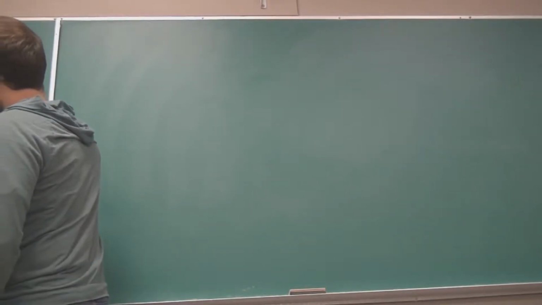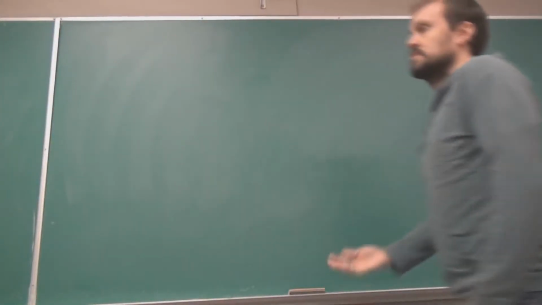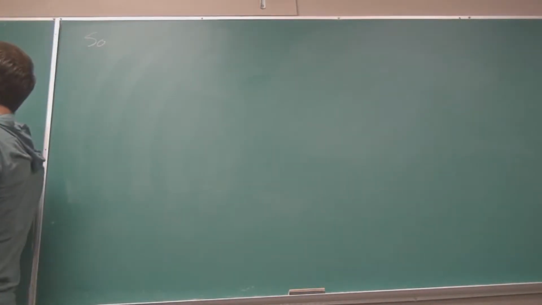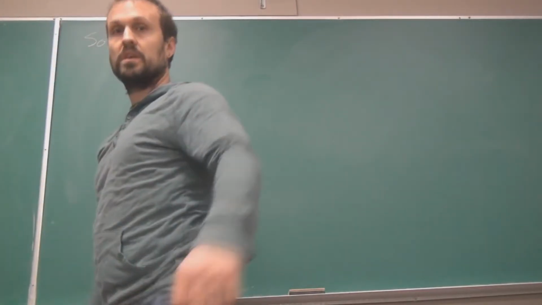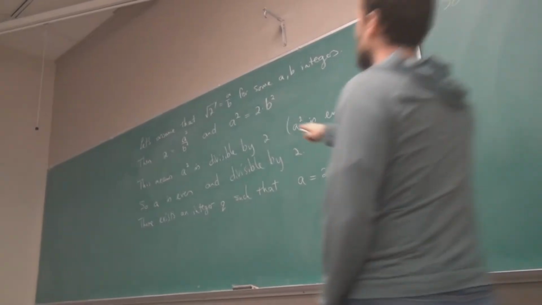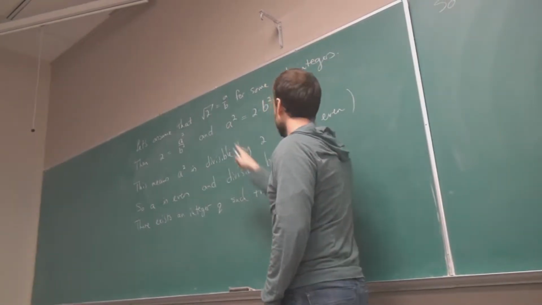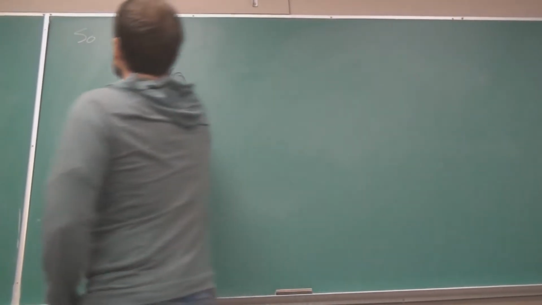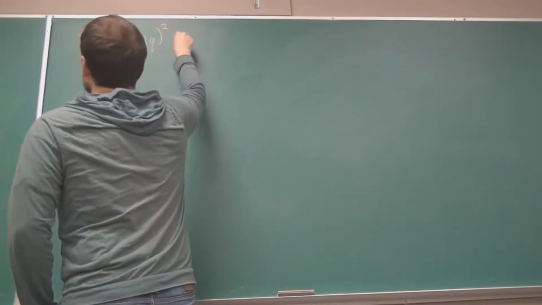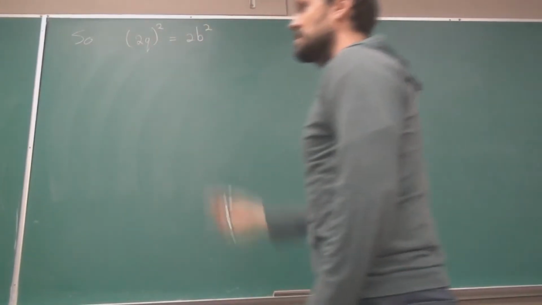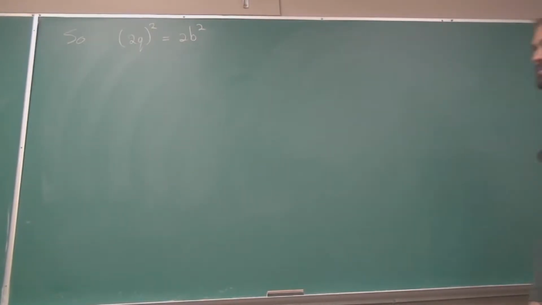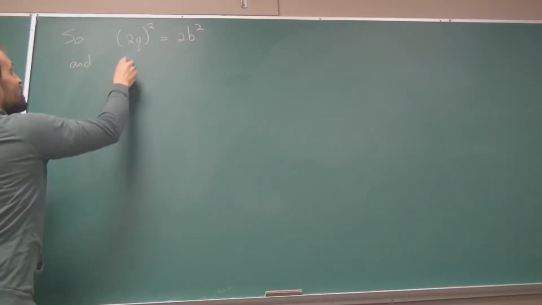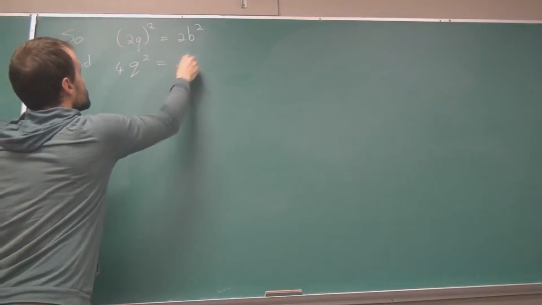Okay, so I don't need this, right? I don't need the 0, because it's just 0. So now, putting that back in, a is the same as 2q. Putting it back in over here, I can replace a with 2q. So 2q, everything squared, is 2 times b squared, because a is the same as 2q. Now, if I simplify that, this is 4q squared equals 2b squared.